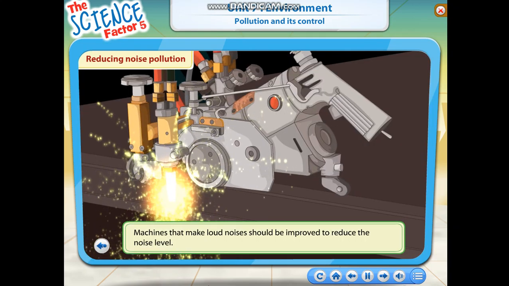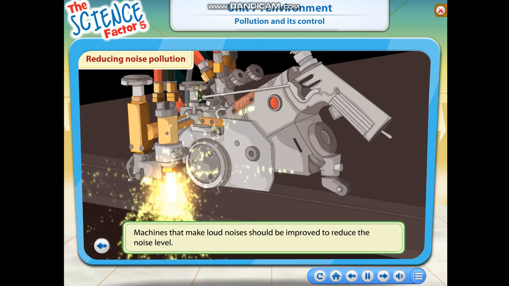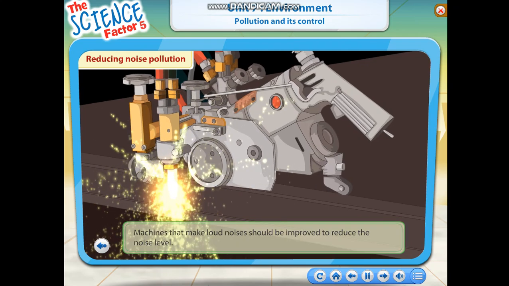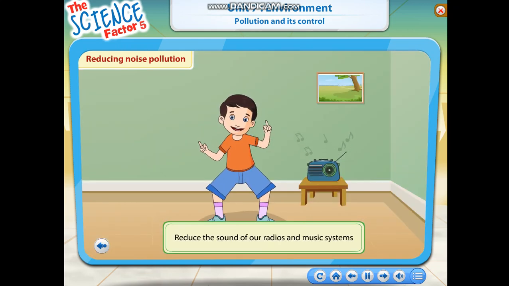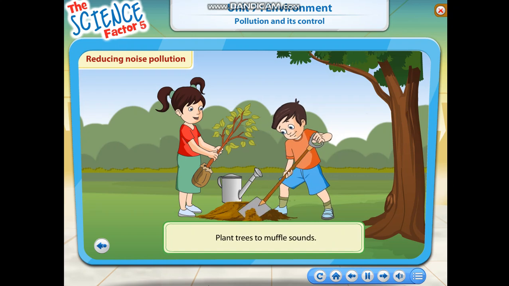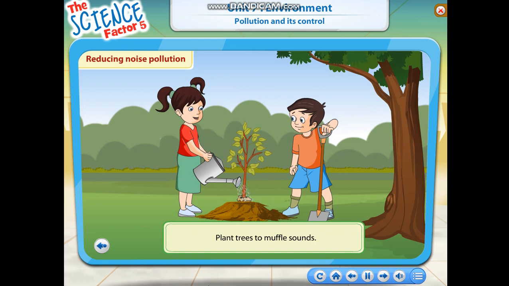To reduce noise pollution, machines that make loud noises should be improved to reduce the noise level. Buses and trucks should avoid using loud horns on the road. We can reduce noise pollution by reducing the sound of our radios and music systems at home and in our cars. Planting trees also helps to muffle the sounds in the surrounding areas.